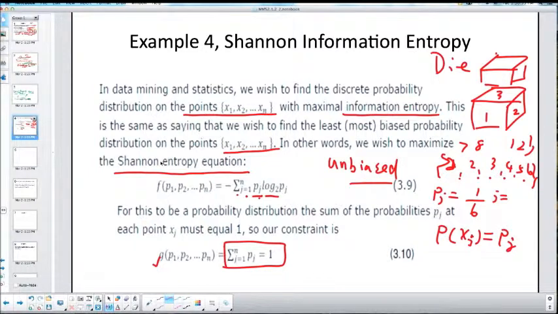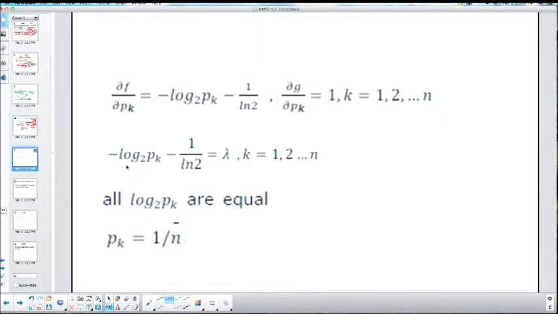Well, then you have 2 equations. The f is the probability function. I want to maximize the entropy. I want the least biased probability. That means having the minimum information I know, just random. And then I have one constraint function g. So altogether I get n variables, now with the Lagrange multiplier.